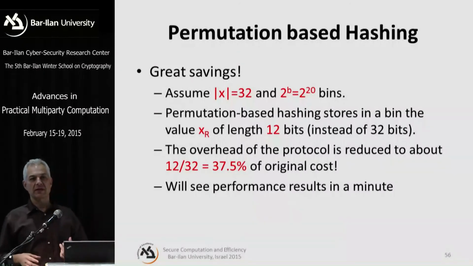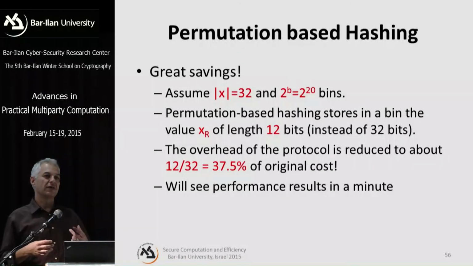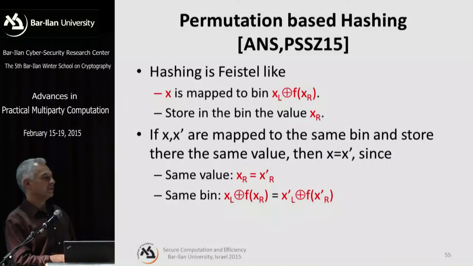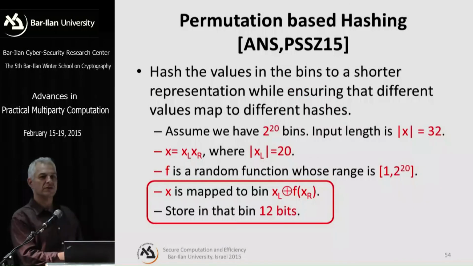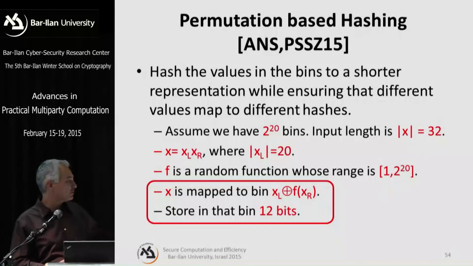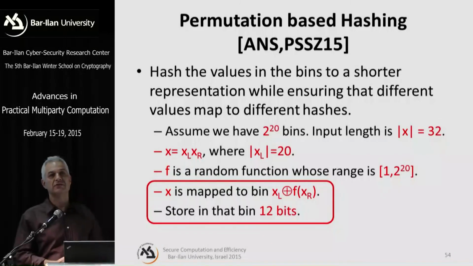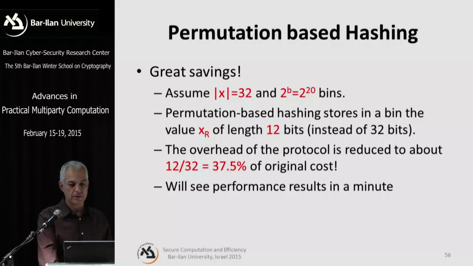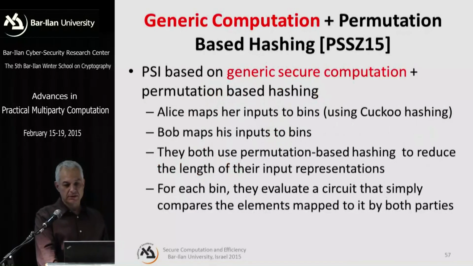But after you decided on the number of bins, use this permutation-based hash function, and then you can store much shorter values in each bin. So do all the calculations as before, but by using this hash function, which if f is random, is as random as any other hash function, you're able to store much shorter items in every bin. That's really a nice trick that can probably be taken to other applications. And you save a lot.